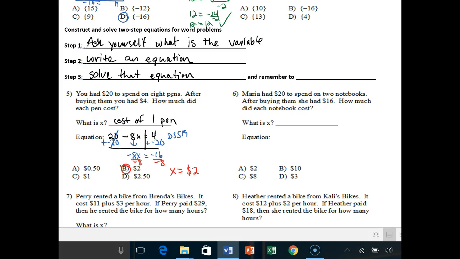I could check that. I could go back into the problem and say, okay, if I bought 8 pens, 8 times 2 is 16. I had $20, 20 minus 16, and I end up with 4. And that's how I know I have the right answer. That's the end of part 1. Try and pause this and do number 6.